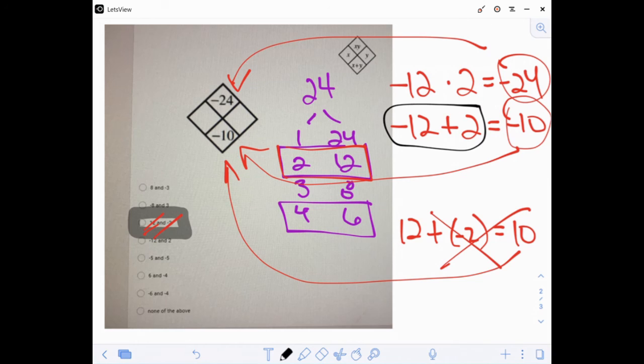So the answer, let's clear the space here. While on the surface they may look the same, they aren't. The answer is -12 and 2. If we multiply those together, you get -24. If you add them together, you get -10.